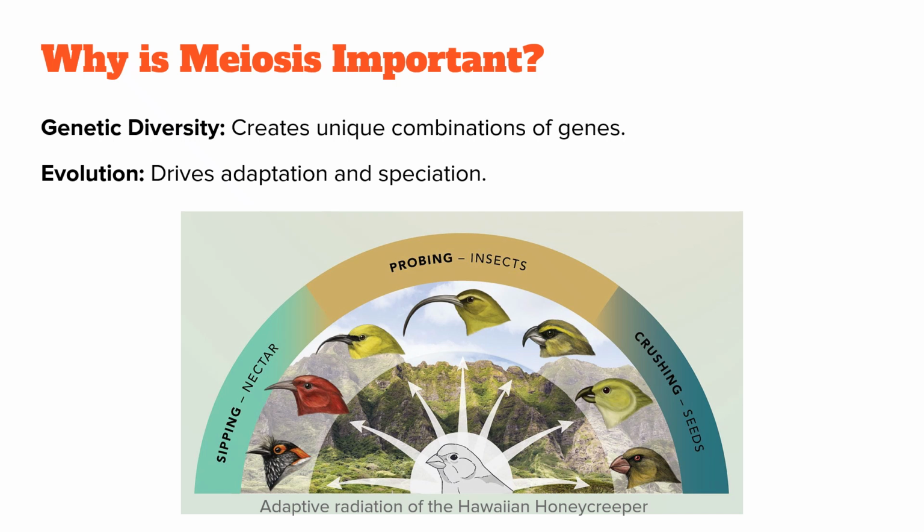The outcome of meiosis is genetic diversity. This diversity is the raw material for evolution, allowing populations to adapt and change over generations. For example, the adaptive radiation of the Hawaiian honeycreeper, with its wide variety of beak shapes and feeding strategies, reflects the power of variation created by meiosis and sexual reproduction.